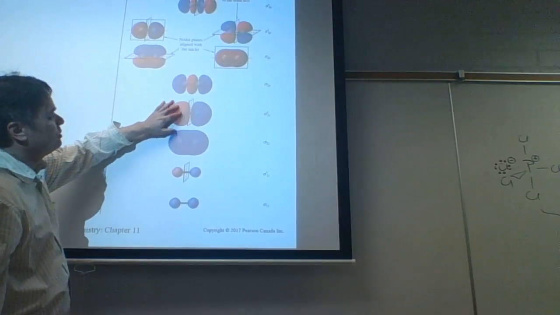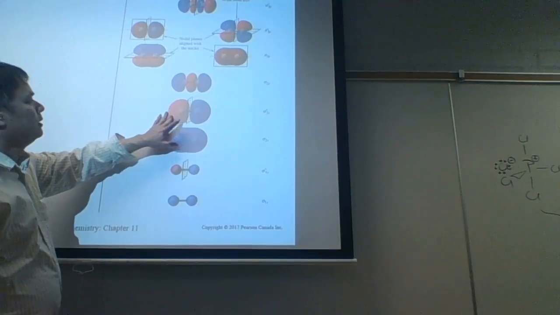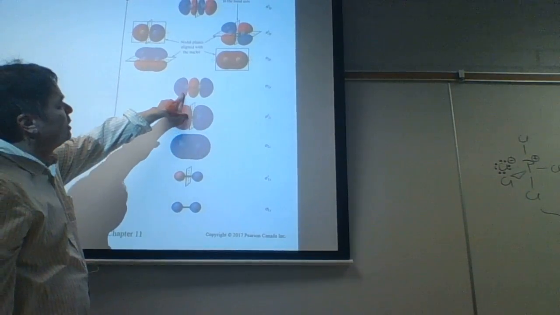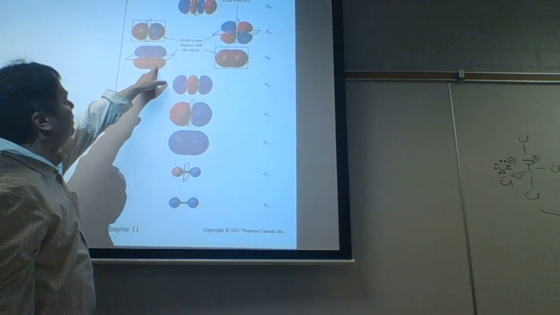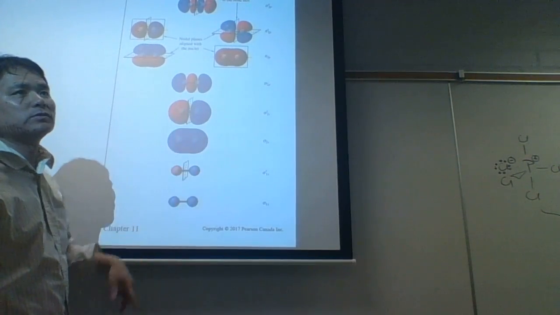So this is sigma 2s. This is 2 fluorine atoms bonded together by a single bond. Sigma star 2s, and then we have the sigma 2p, and then et cetera, et cetera. And so you learn these orbitals. These are the orbitals for fluorine.